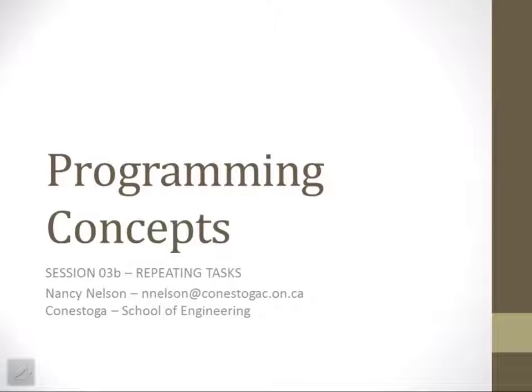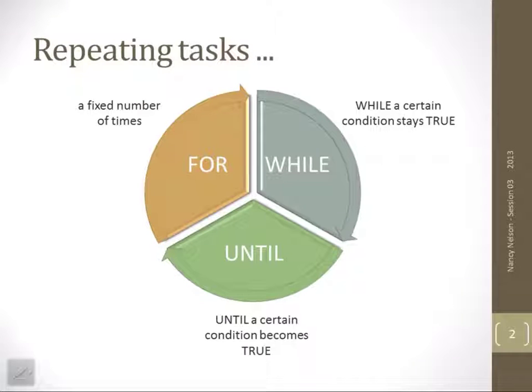In this session, we're going to look at the three main building blocks that allow us to repeat tasks in a program. It doesn't matter what language you're programming in, you'll always find a way to execute these three types of loops. The first is a while loop, and what that means is that it's going to stay looping while a certain condition is true.